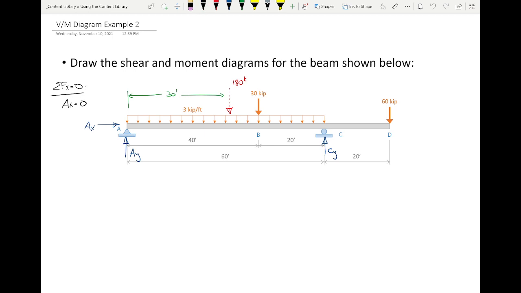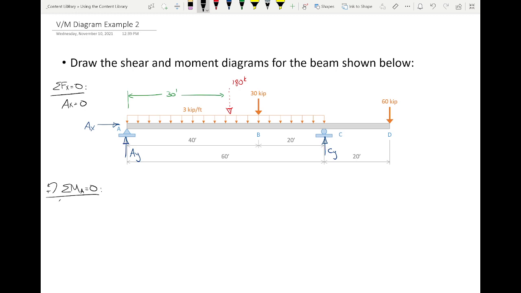hold on, let me move that over a little bit. So I'm going to sum moments at A, and this should be pretty rote at this point in order to determine support reactions. So I'm going to do this one a little bit myself. So I have 3 loads applied on the top of the beam, 180, 30, and 60. And they are all generating clockwise moments, which is negative according to the sign convention that I've indicated here.